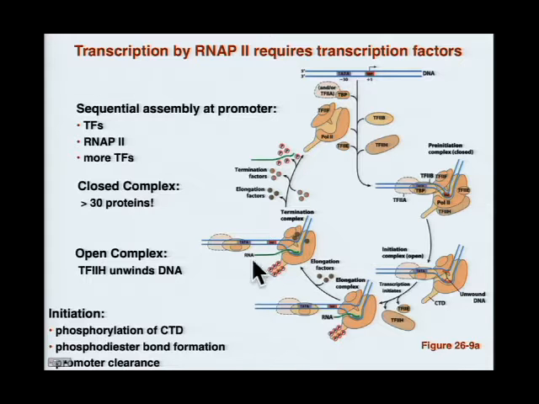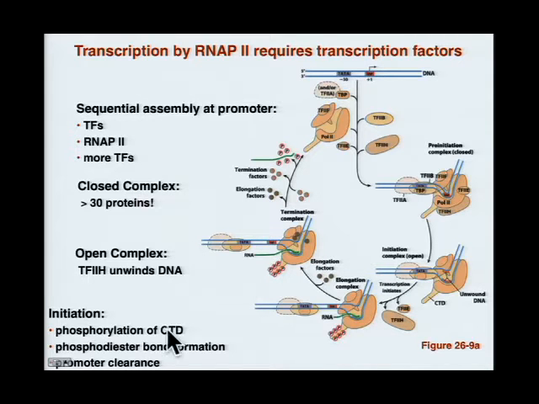So RNA is extruded, we elongate, there's a variety of factors involved in elongation, and then at the end we terminate, and the process of termination is actually the addition of the poly-A tail. So the enzymes that add the poly-A tail are also associated with an endonuclease that cuts the RNA, and that's how we're going to terminate. We'll see that in a moment.